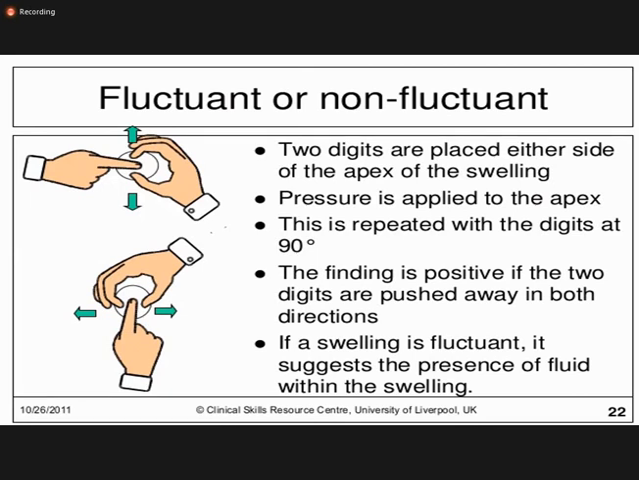Now we will look for the fluctuation. What type of swellings have fluctuation? Yes, cystic swellings can be fluctuant. So how would you perform the fluctuation test? These are the methods given in this picture.